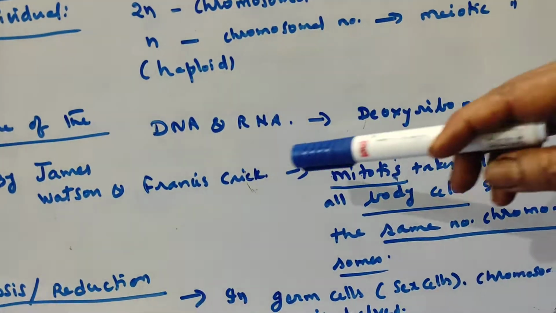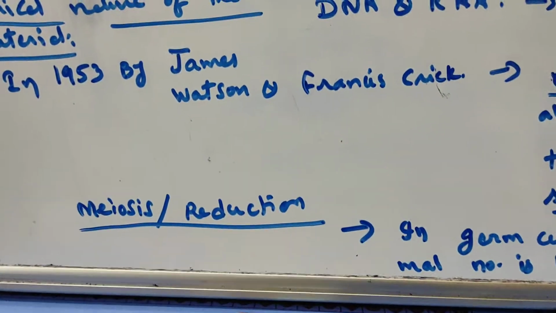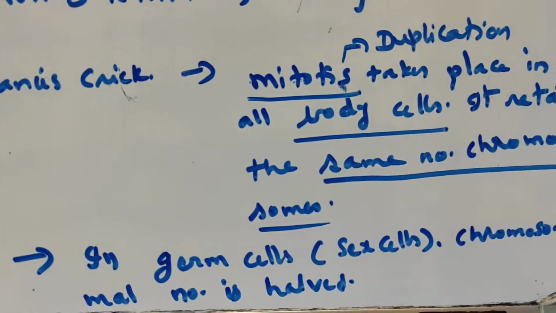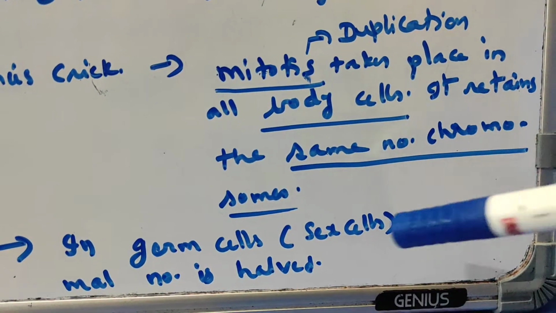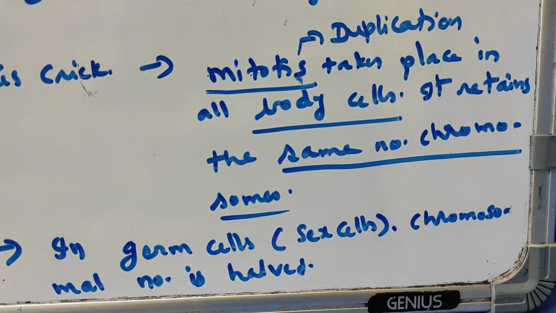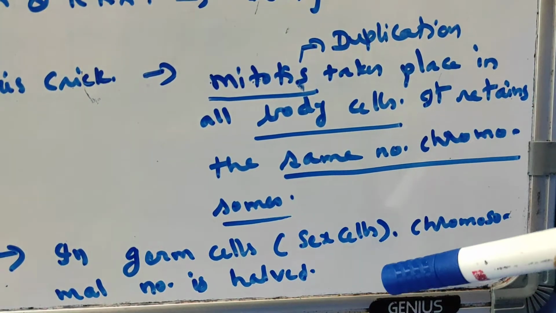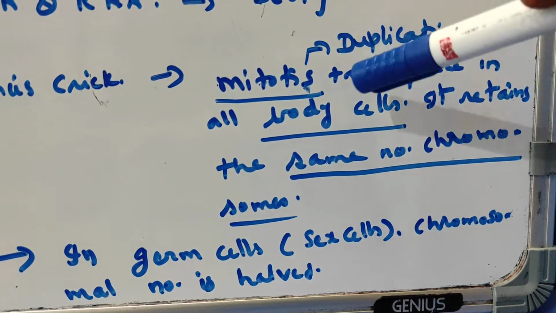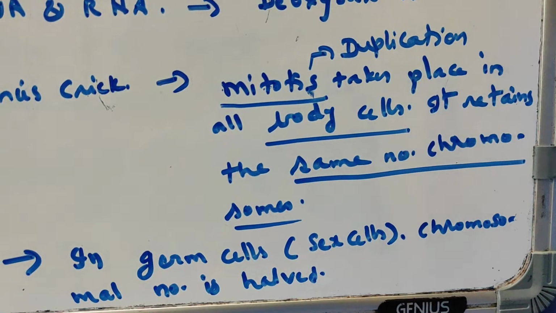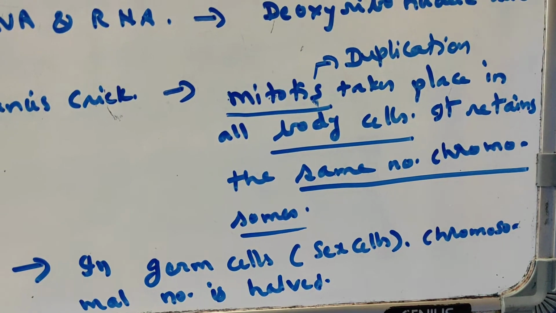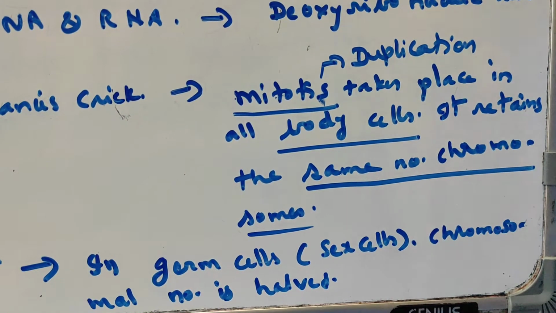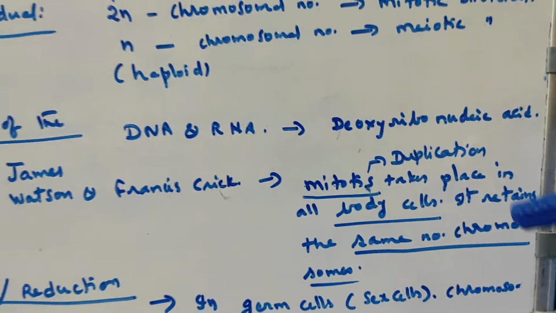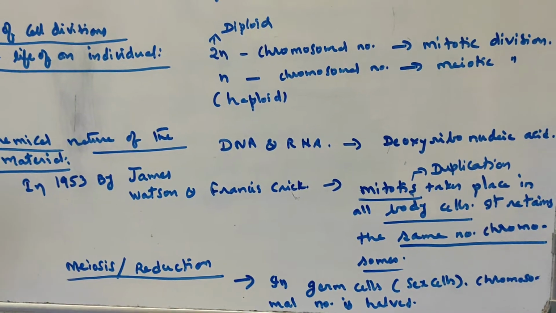The next one is meiosis. This is reduction. Actually, this will take place in the germ cells or the sex cells. And here the chromosomal number will be halved. If the chromosomal number were not halved and were retained just like mitosis, then what happens? The number of chromosomes will be doubled. Like that, the number of chromosomes will keep increasing, and the symmetrical organization will not be maintained in the body.